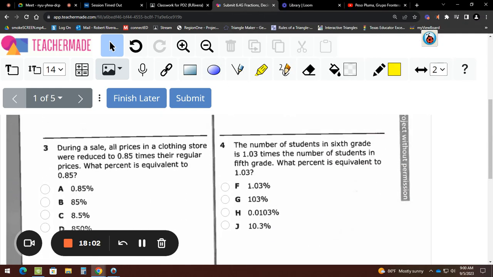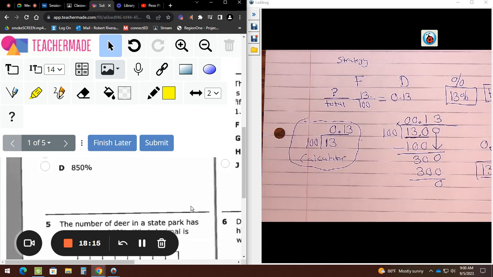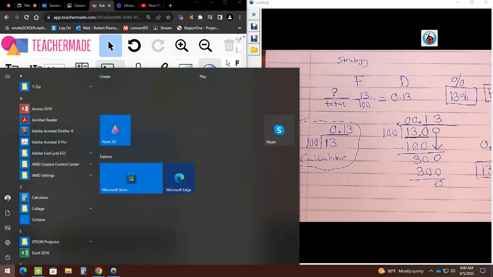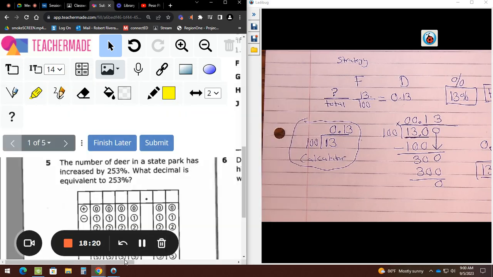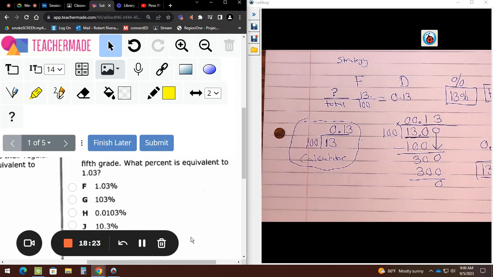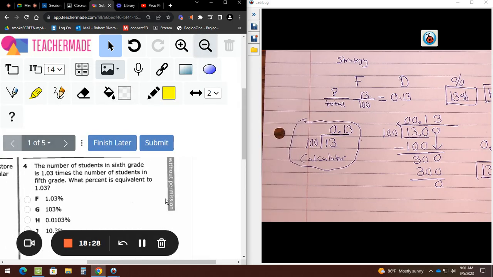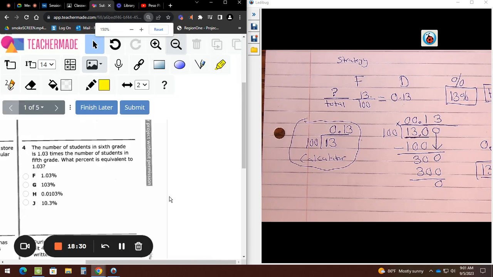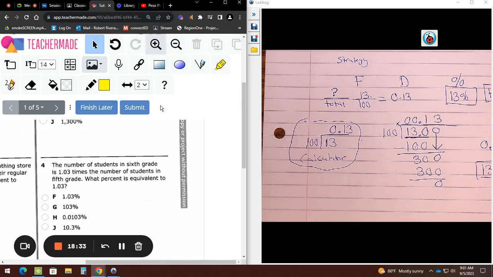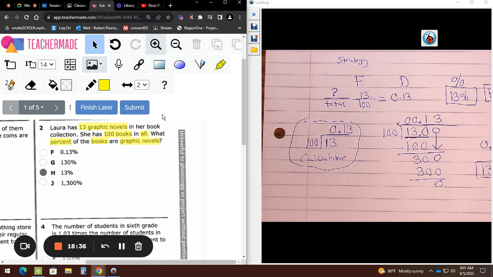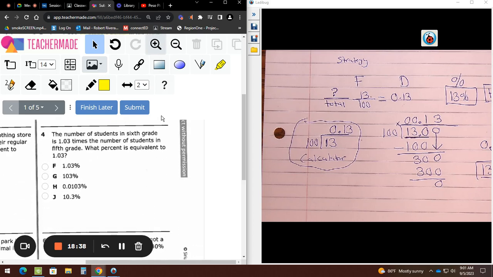Now I'm going to go to number 4. Ready? Number 4, the number of students in 6th grade is 1.03 times the number of students in 5th grade. What percent is equivalent to 1.03? Okay? Ready? Okay. Number 4. What will be important from the question?